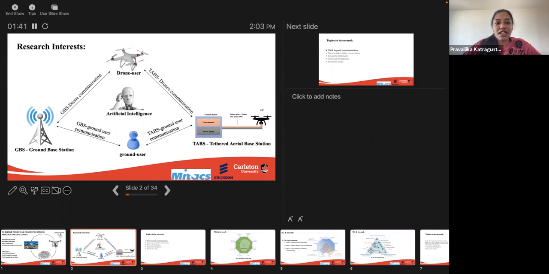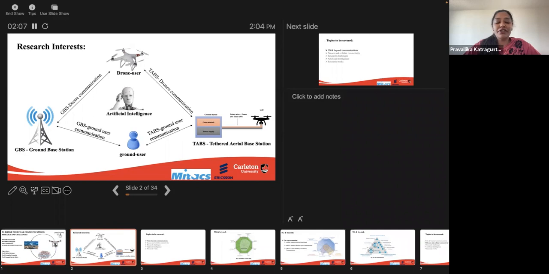The aerial users can be the drone users, which is the same as the ground users, but they are flying at higher altitudes in the air, and the communication between the base stations and the users varies from the channel modeling and communication perspective.